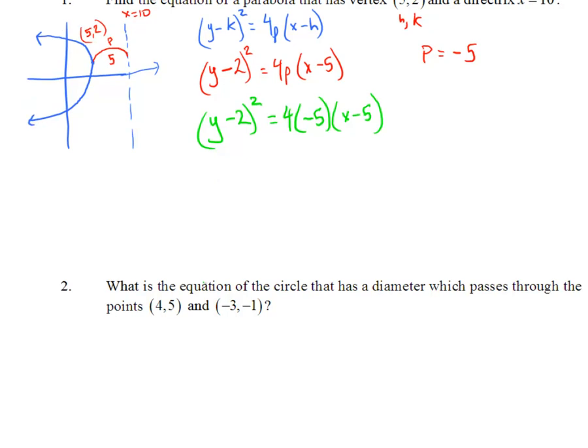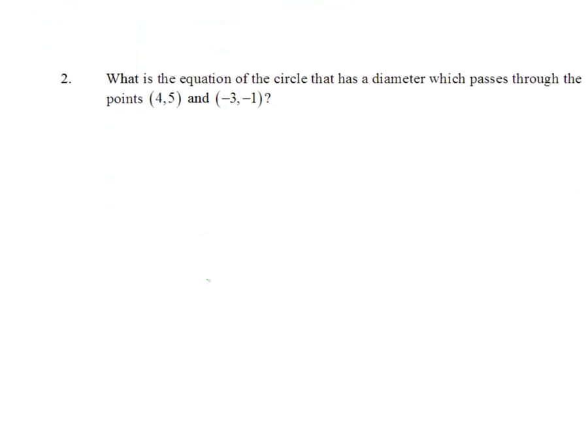The second example is to find the equation of a circle which has a diameter that passes through these points. Diameter, remember, is 2 times the radius. So step 1, we need to find the radius, and we also need to find the center.